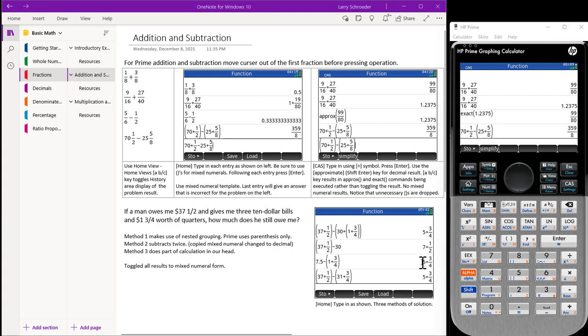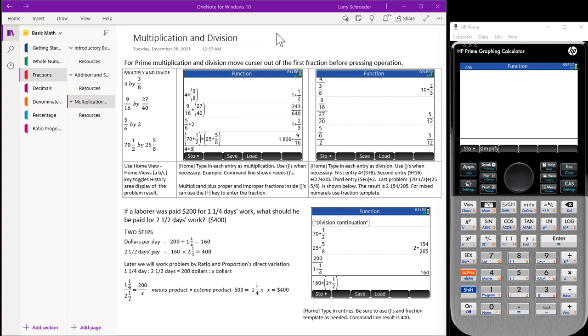Again, with the ABC in the home button, we can switch it over to the form that we prefer. So we preferred all these answers in fraction form. This ends our addition and subtraction page discussion. We have switched over to the multiplication and division page and cleared out our calculator. Let's go back to the home part of our calculator, and let's clear this out.